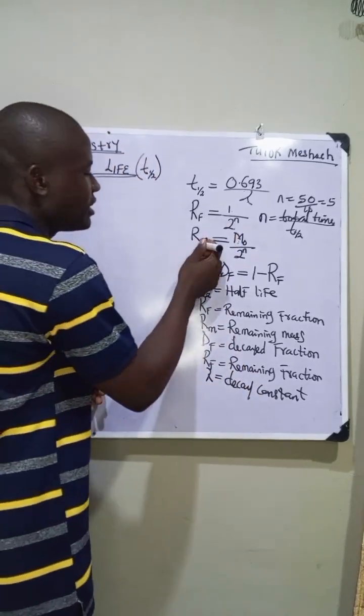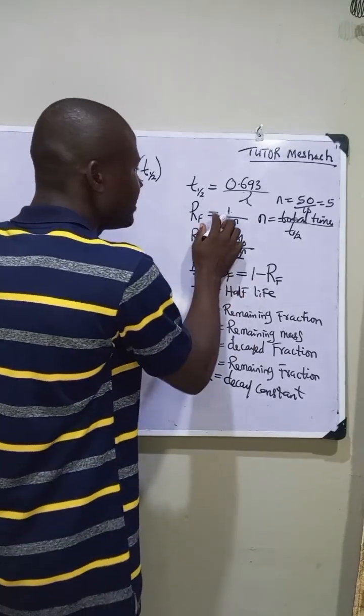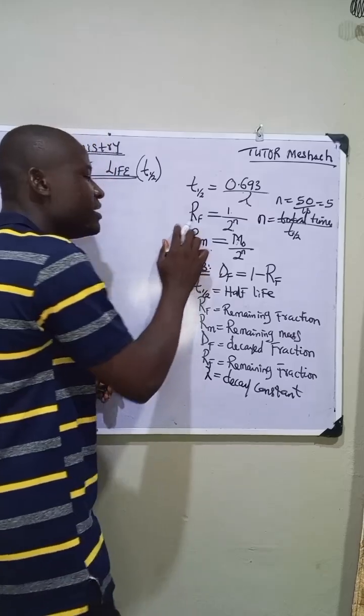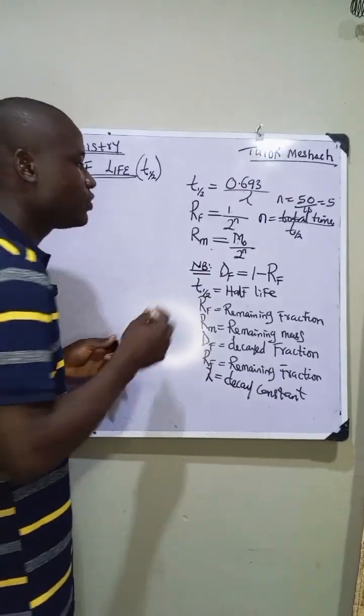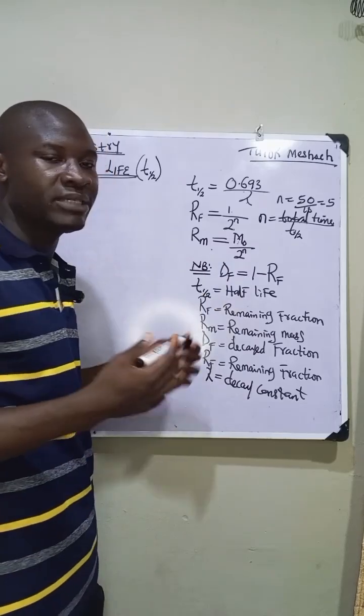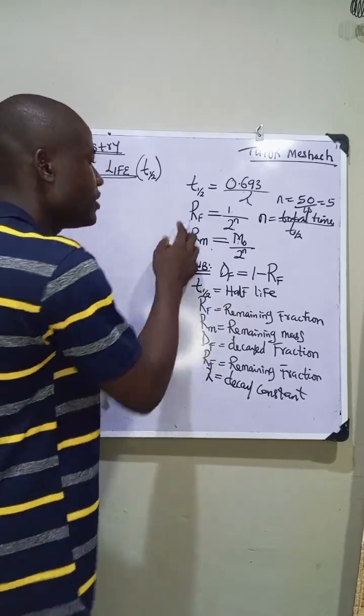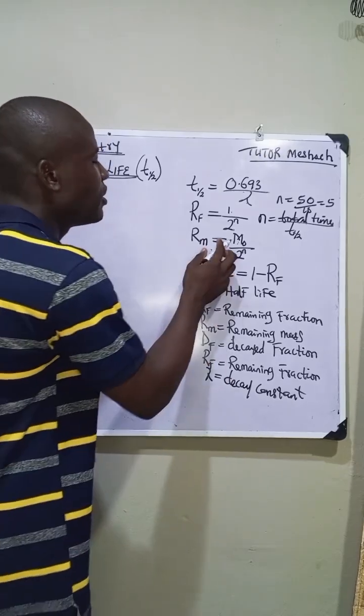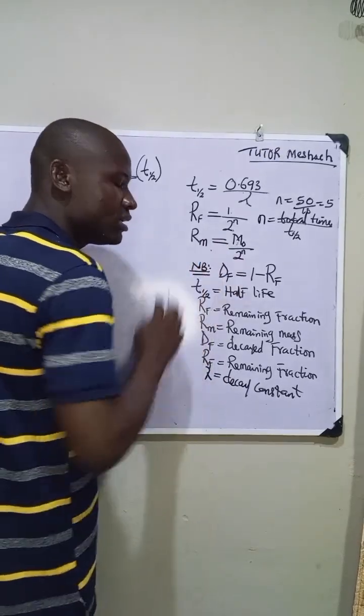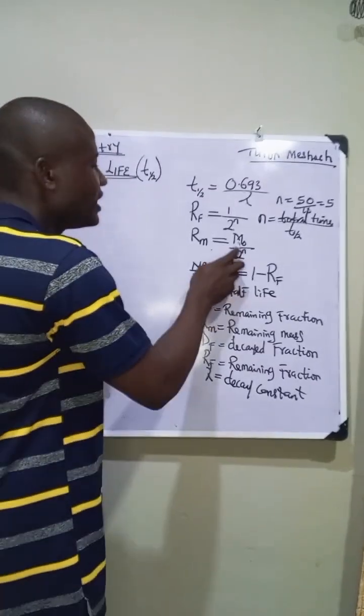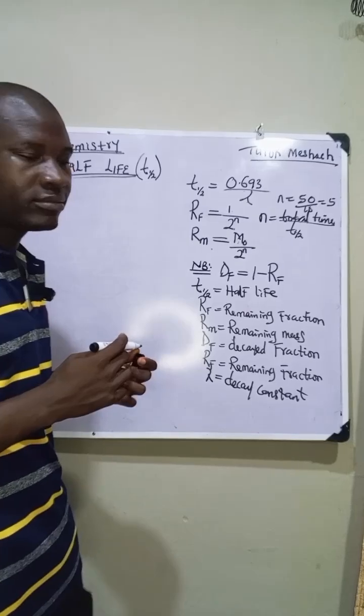Now, this one you're seeing here is the remaining mass. When it is mass, it's still the same thing as the remaining fraction. They can still give you mass and say you calculate the remaining fraction. So it's just simple. You have your initial mass divided by 2 raised to the power n.